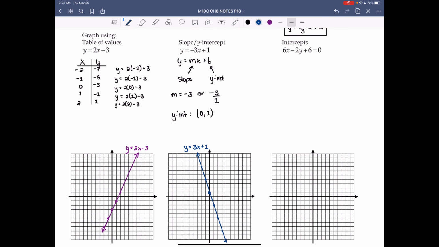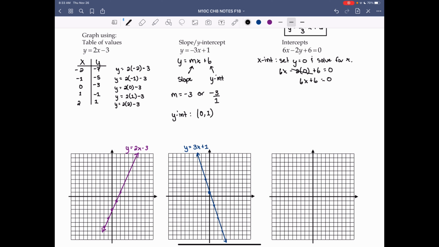The next method is to graph using the intercepts. So as I just mentioned, for the x-intercept, the y value is 0. So we set y equal to 0, and then we solve for x. Then our equation becomes 6x minus 2 times 0 plus 6 equals 0. A number times 0 is 0, so that middle term is gone. We have 6x plus 6 equals 0.